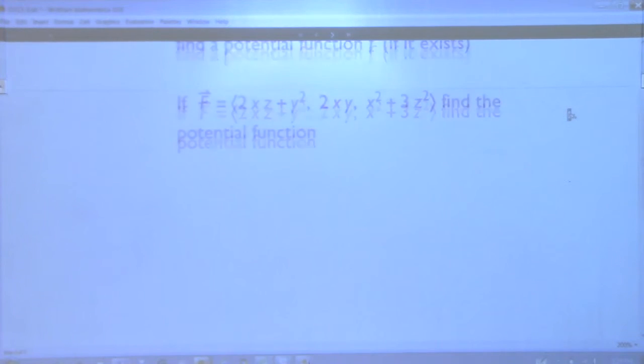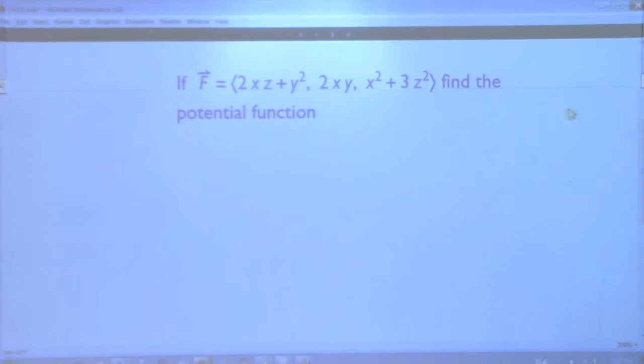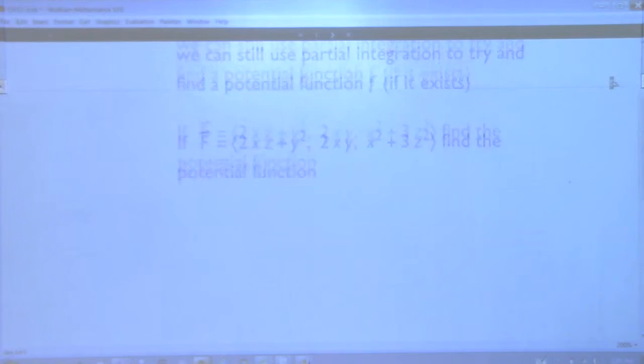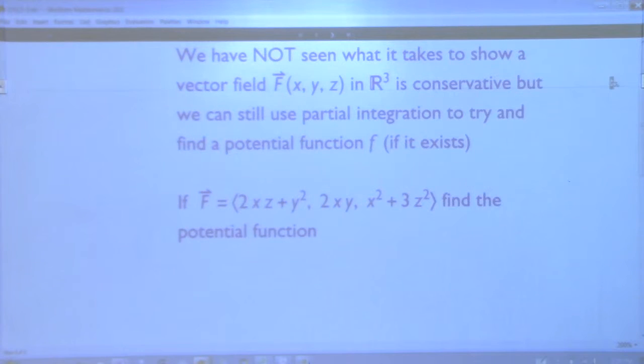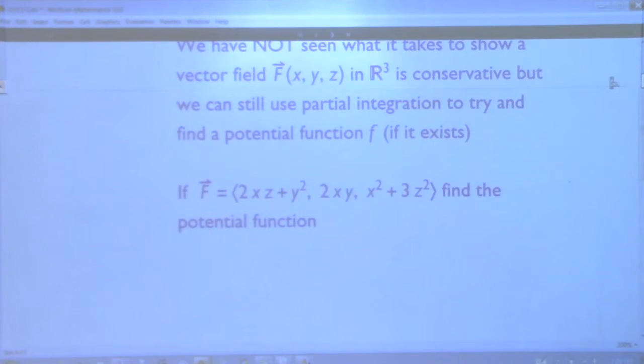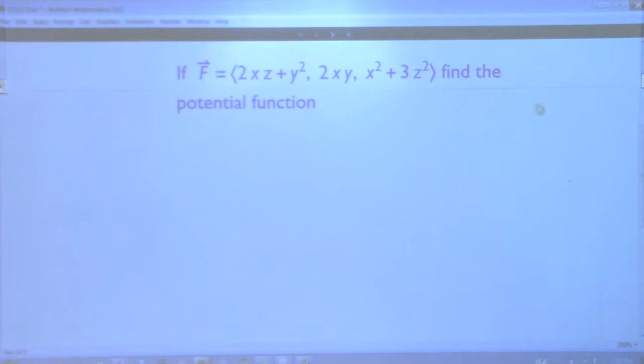Should that say is? Maybe that should say is. Does that make any sense? Yeah, okay. So here we go. We can always find a potential function, right? Like, can't always. So if we can, then we know it's conservative?